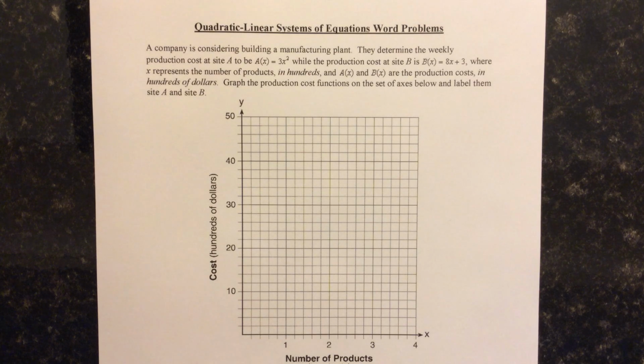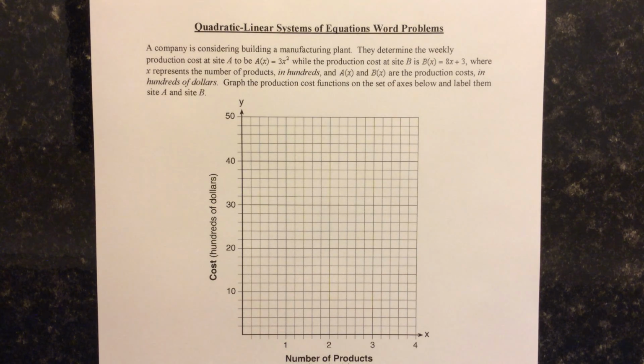So the problem says a company is considering building a manufacturing plant. They determine the weekly production cost at site A to be A of x equals 3x squared, while the production cost at site B is B of x equals 8x plus 3, where x represents the number of products in hundreds, and A of x and B of x are the production costs in hundreds of dollars. Graph the production cost function on the set of axes below and label them site A and site B.